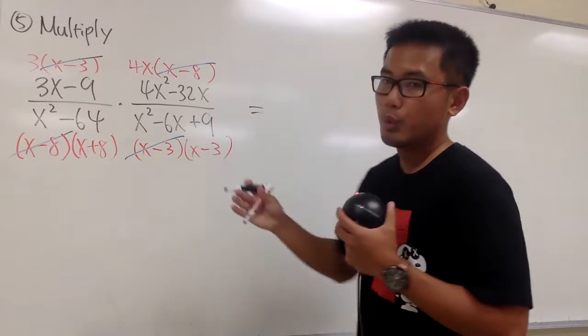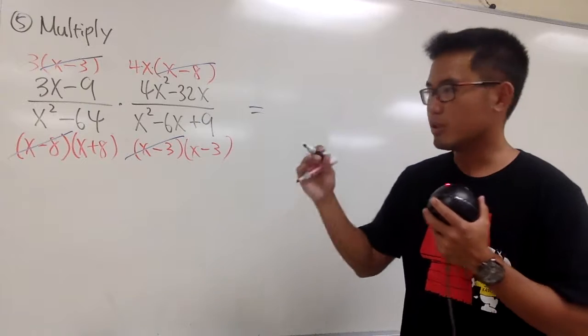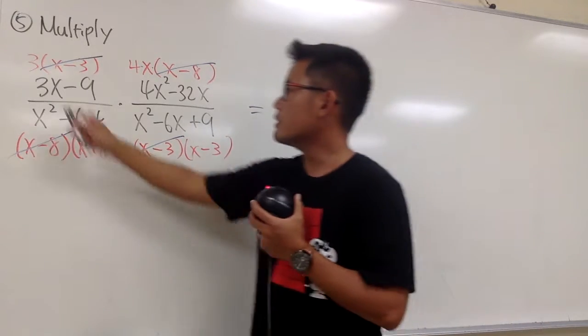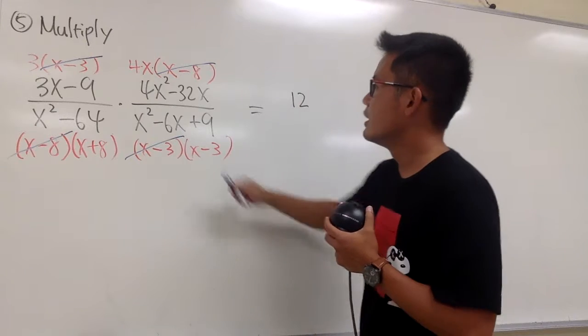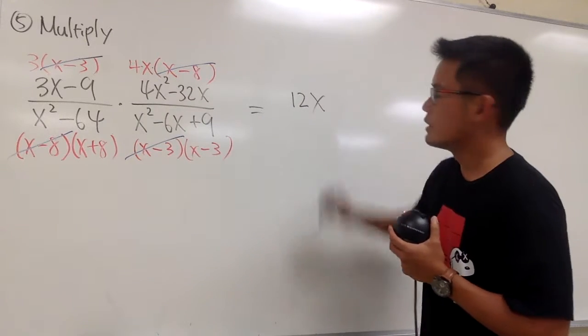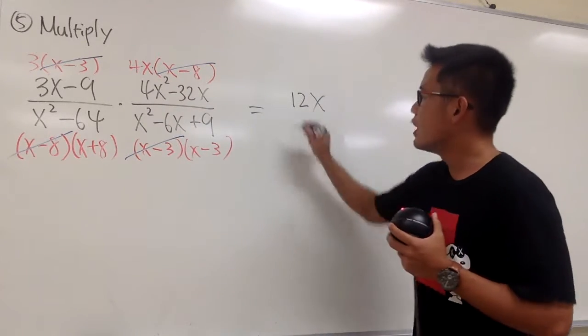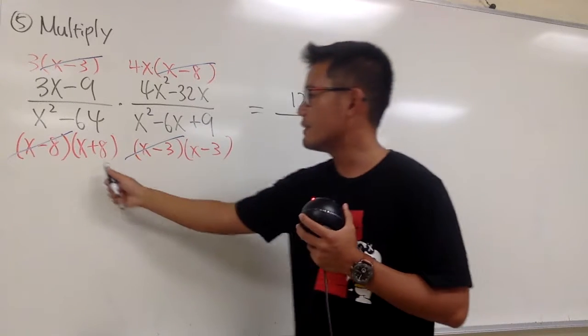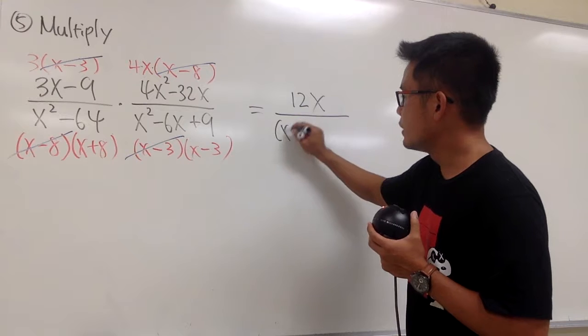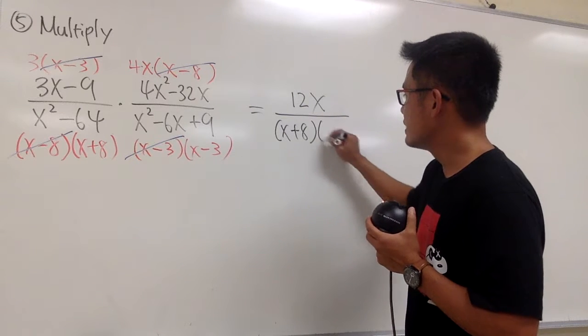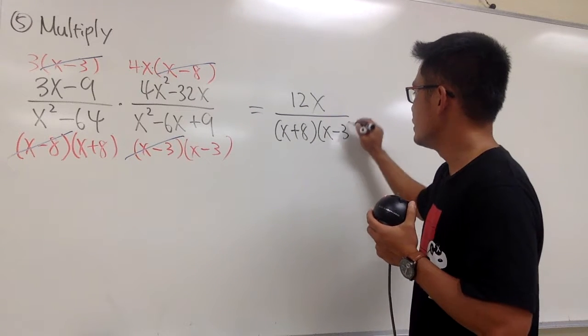Finally, we will multiply the tops together and multiply the bottom together. So 3 times 4, we can work that out. So that's going to be 12. And then we have the x as well. So we have 12x on the top, over x plus 8 times x minus 3. We will just write it down like this: x plus 8 times x minus 3.